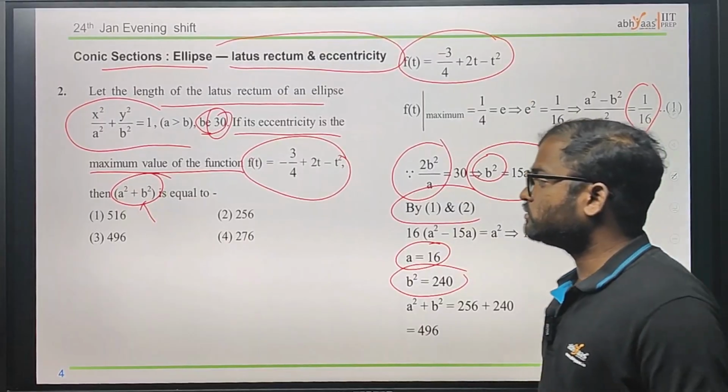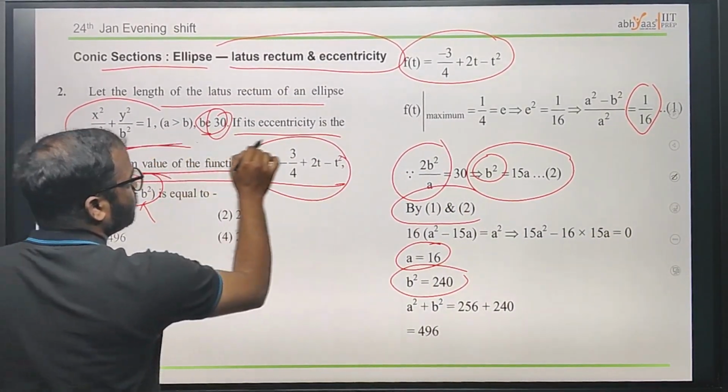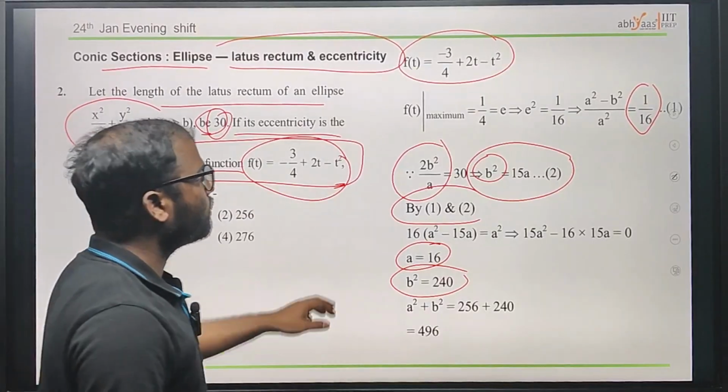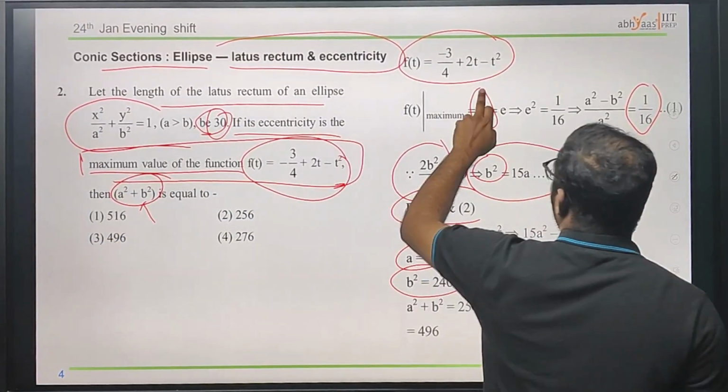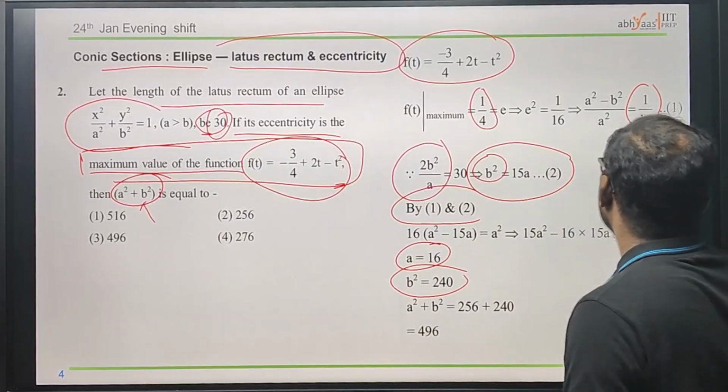Therefore, we can easily substitute this one. It is a straightforward question. Just consider this one as the given maximum. You just have to find the maximum, which is 1 by 4. By equating this maximum to the eccentricity of the ellipse, you can easily find that one.